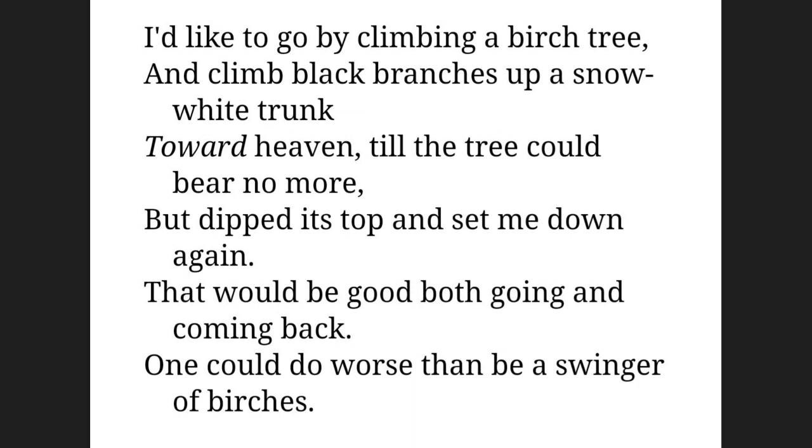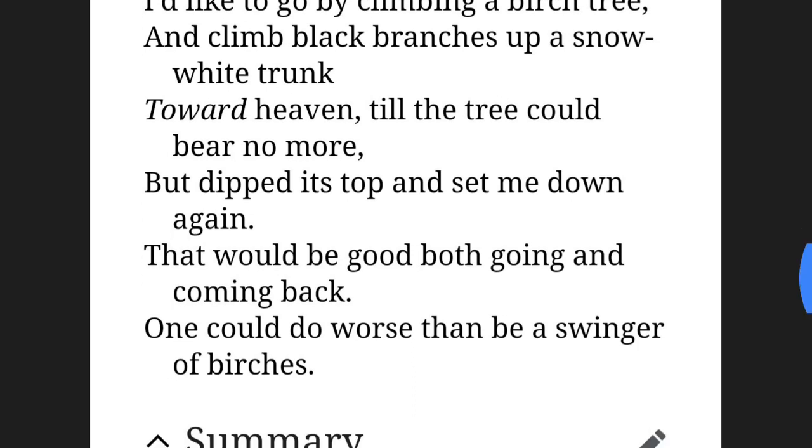One could do worse than be a swinger of birches. So one could possibly do worse than that. Worse than becoming a swinger of birches, one could possibly leave the earth and never return. But in my case, I don't want that to happen. I want to be a swinger of birches, but I always want to return to the earth, because this is the only place where one is loved and where one can love. So with that note, we come to the end of this poem.